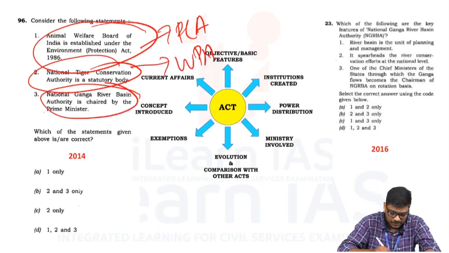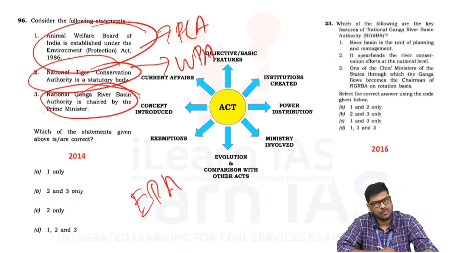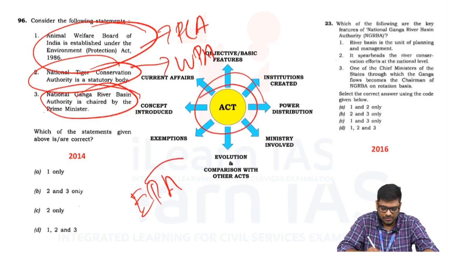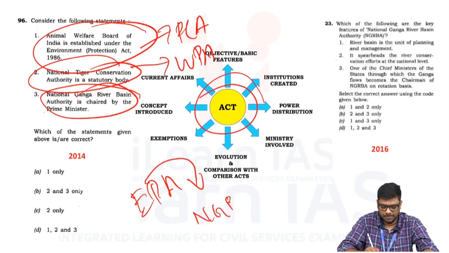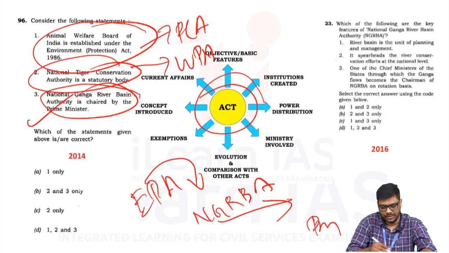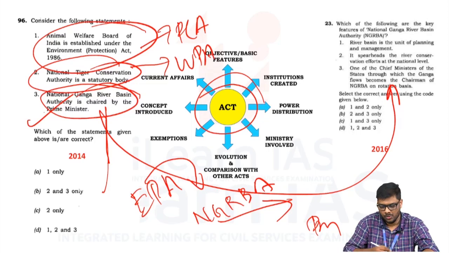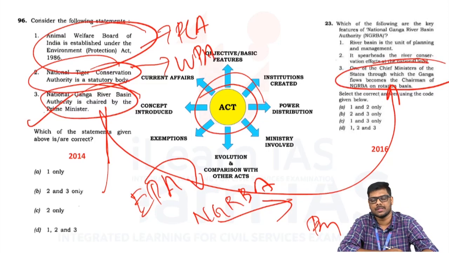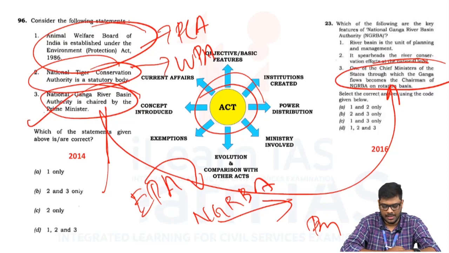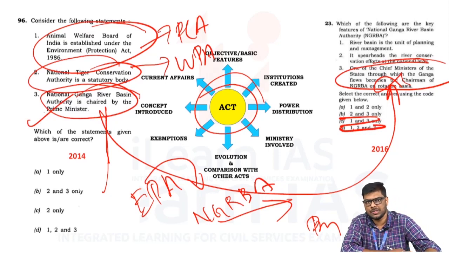National Ganga River Basin Authority is chaired by the Prime Minister. If you study the Environmental Protection Act in this manner, you would have come to know about NGRBA, and you will study the basics of NGRBA. Prime Minister is the chairman, so you can mark it correct. And one more thing, if you practice this question, you can answer this one. How? Here UPSC says that Chief Ministers will be the chairman. Absolutely not. If you had practiced the previous year question, you can eliminate it. You could get the answer in 2016. So this is the importance of practicing question papers.